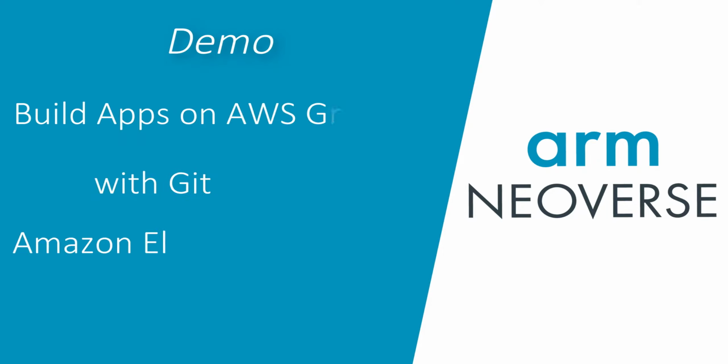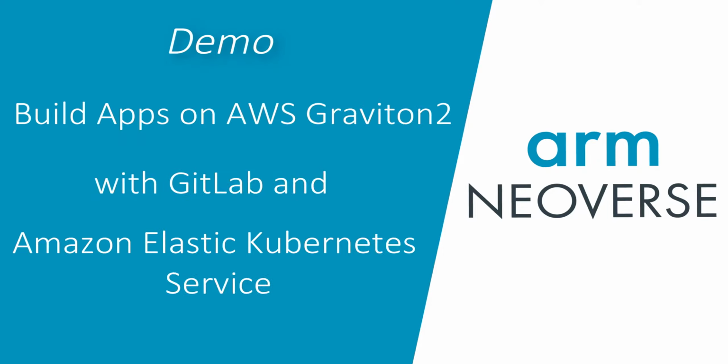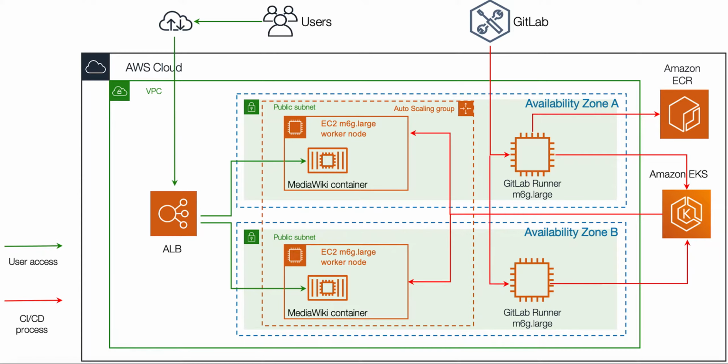Welcome to the demo on how to build and deploy applications natively on AWS Graviton2 with GitLab and Amazon Elastic Kubernetes Service. Customers can now deploy their containerized applications on AWS Graviton2 based EC2 instances using Amazon EKS and GitLab as their CI/CD tool natively on ARM architecture.